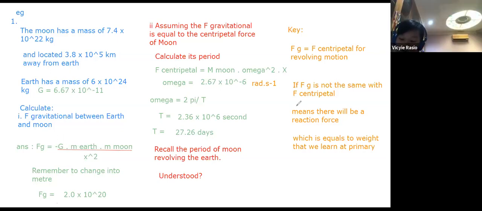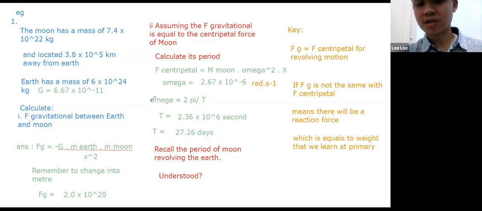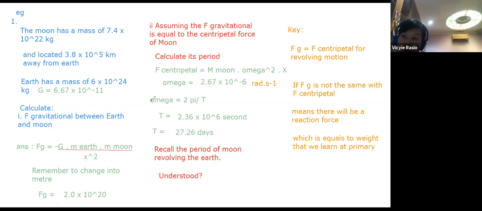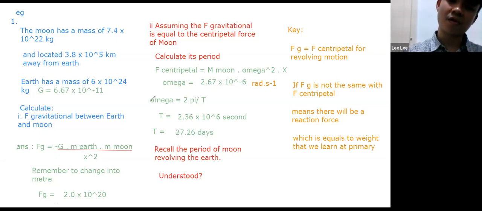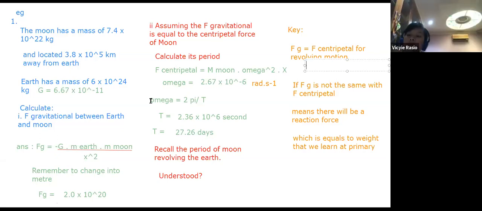Okay, now I continue. So the next question is, is gravitational force always the same as centripetal force? No. Gravitational force is not always the same as centripetal force. When you have a gravitational force the same as the centripetal force, we call that situation weightless.